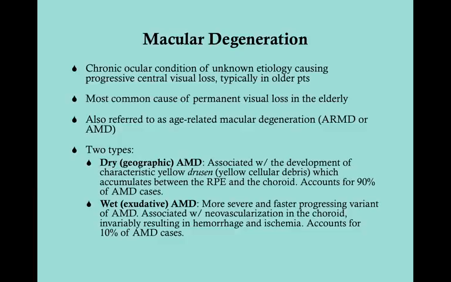A patient can have drusen and never develop AMD. So I don't want you to think that these yellow drusen that you see in every patient are going to necessitate a diagnosis of AMD or impending AMD. These are something that can be seen in normal patients.